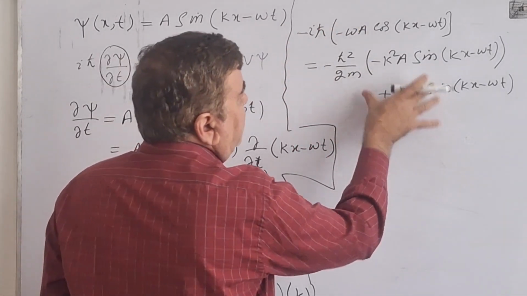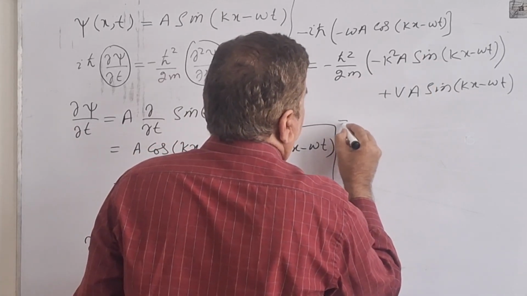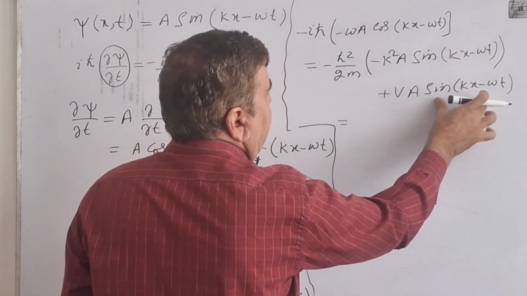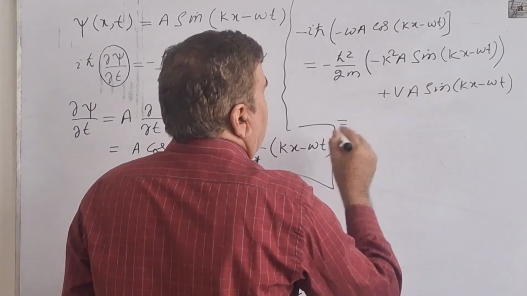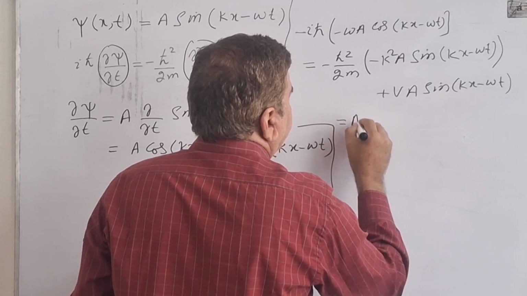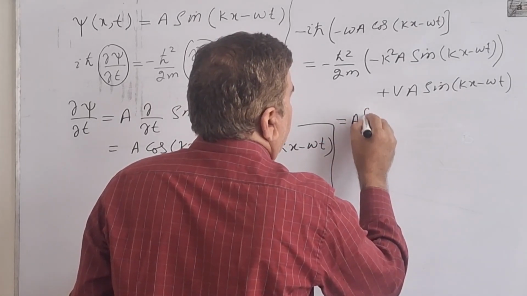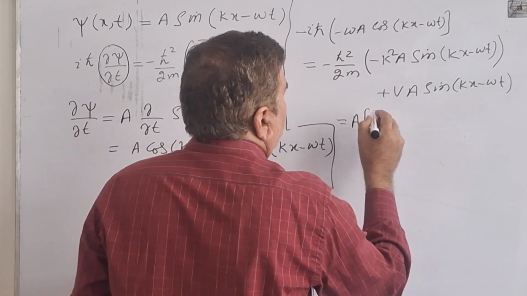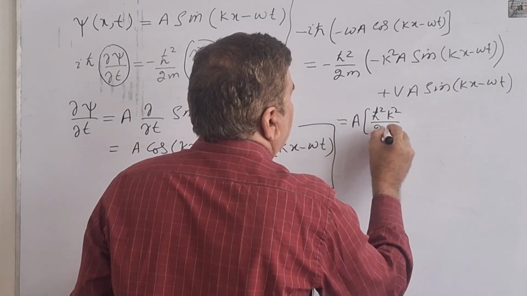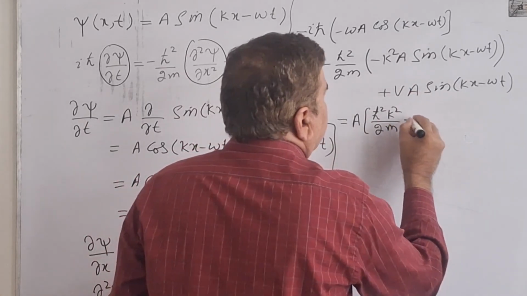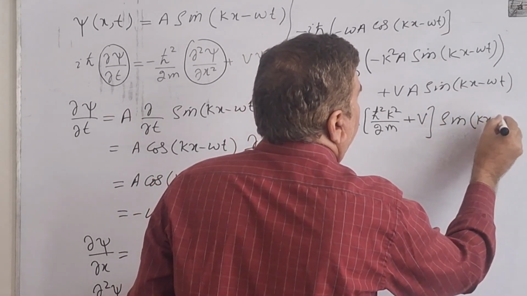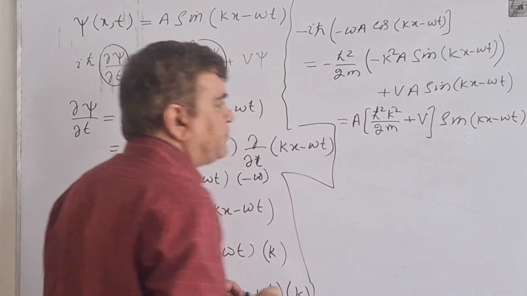From here, this minus with this minus will become plus, so I'm not going there, but I just want to put this side into a single term, and I can do that by taking the function sine of kx minus omega t common from both terms, and a I'm also taking to this side. So I write this as a times, this minus with this minus becoming plus, h bar squared k squared divided by 2m, plus v, times sine of kx minus omega t.